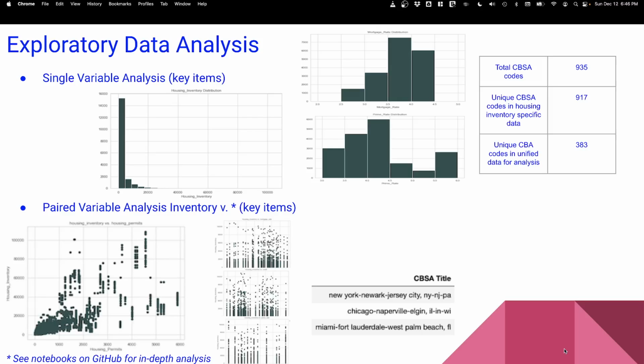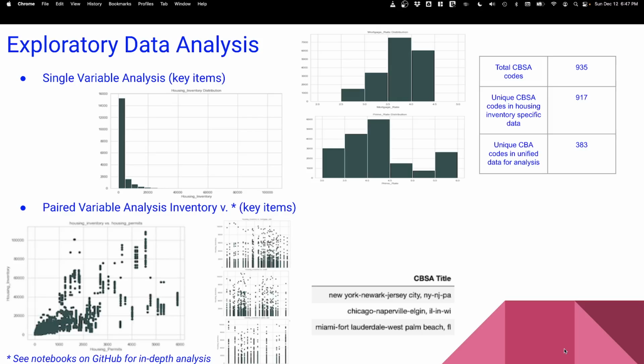So again, you can see there at the bottom, there's a footnote to look at the GitHub repo for the in-depth analysis. But summary information out of this single variable analysis is our housing inventory. We see that the vast majority were under like 500 across all the CBSA codes. And CBSA codes, I'll get into that a little bit later. That is a normalization mechanism that allows for federal level reporting where we can identify metropolitan areas. Majority of the instances were under 500.